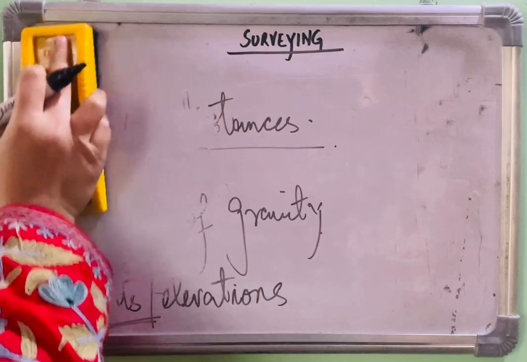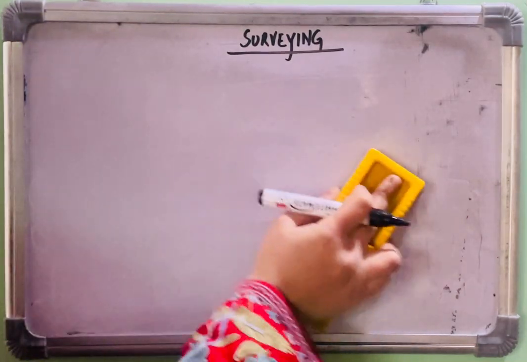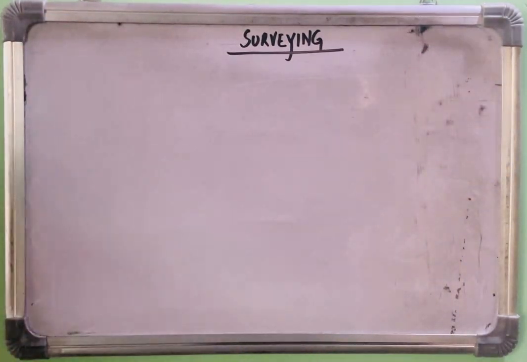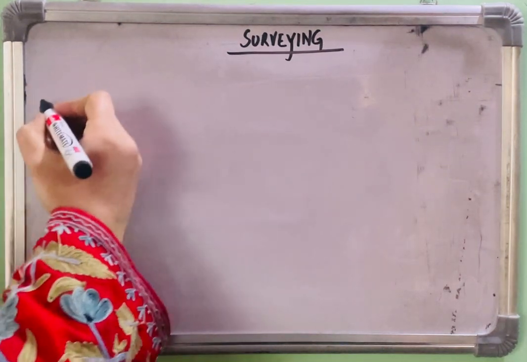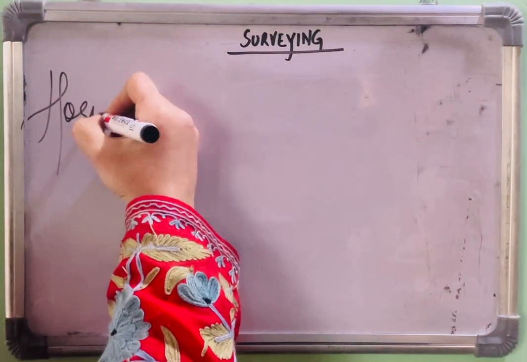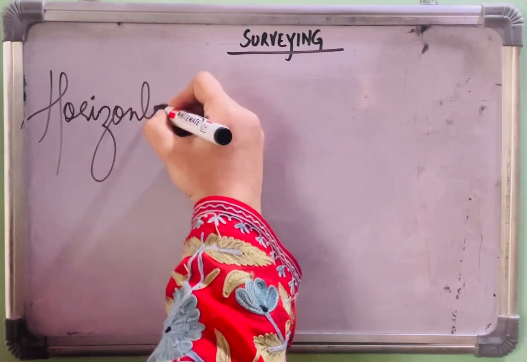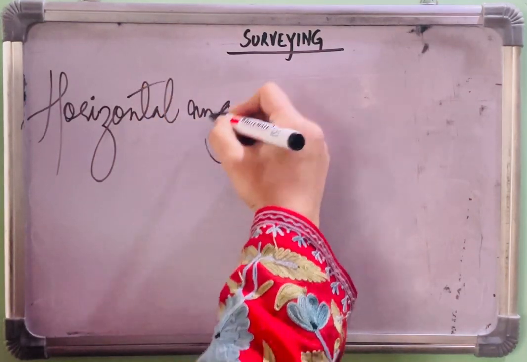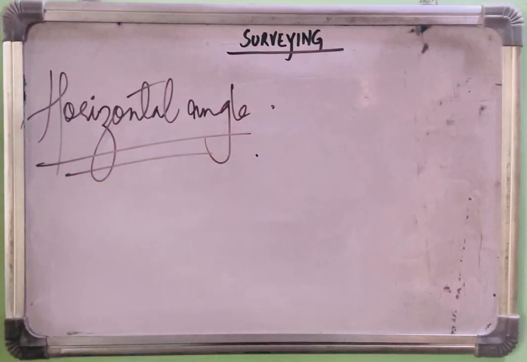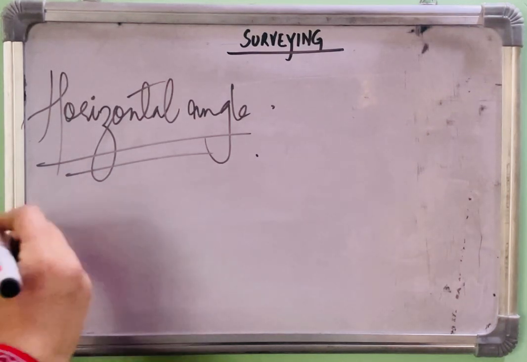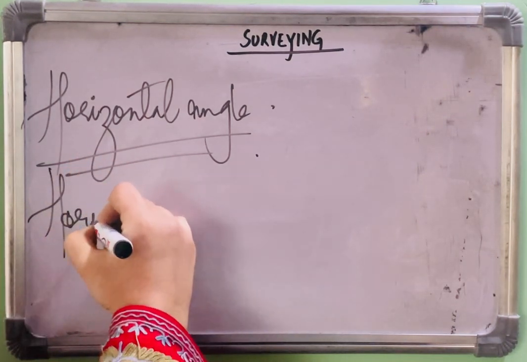Let's take the third basic measurement in surveying, that is the horizontal angle. A horizontal angle is measured between two lines in a plane that is horizontal at that point.